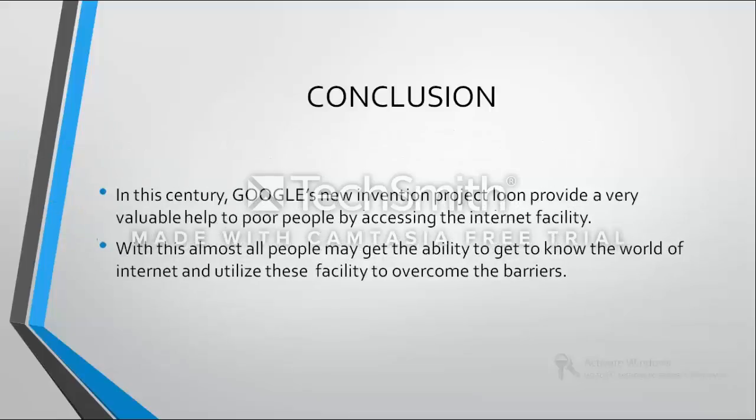Almost all people may get the ability to get to know the world of the internet and utilize these facilities to overcome barriers, which may include educational barriers and hazard barriers. Whenever there is a need for internet and communication, people can use this as the main source of transmission. Each balloon's electronics are powered by an array of solar panels that sit between the envelope and the hardware.